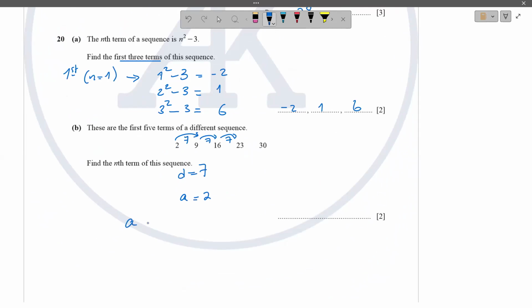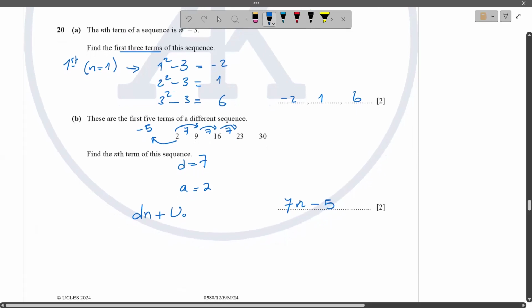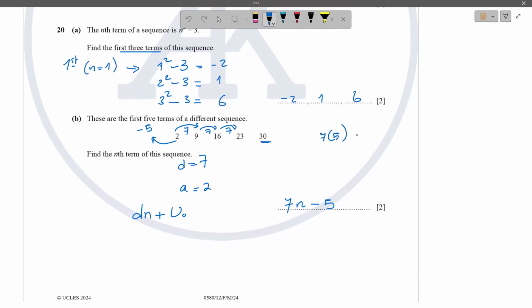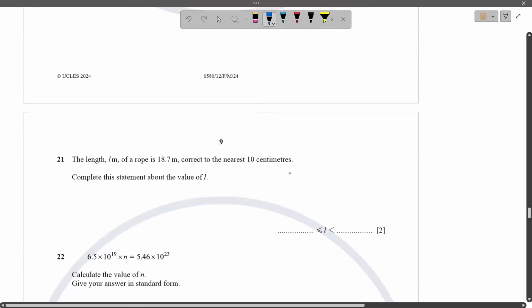So we can write it this way: dn plus u0, which is the term before the first term. The term before the first term is -5. So we can write it as 7n minus 5. If you want to check your answer, for the fifth term, for example, 7 multiplied by 5 is 35, minus 5 equals 30. Just to check your answer.